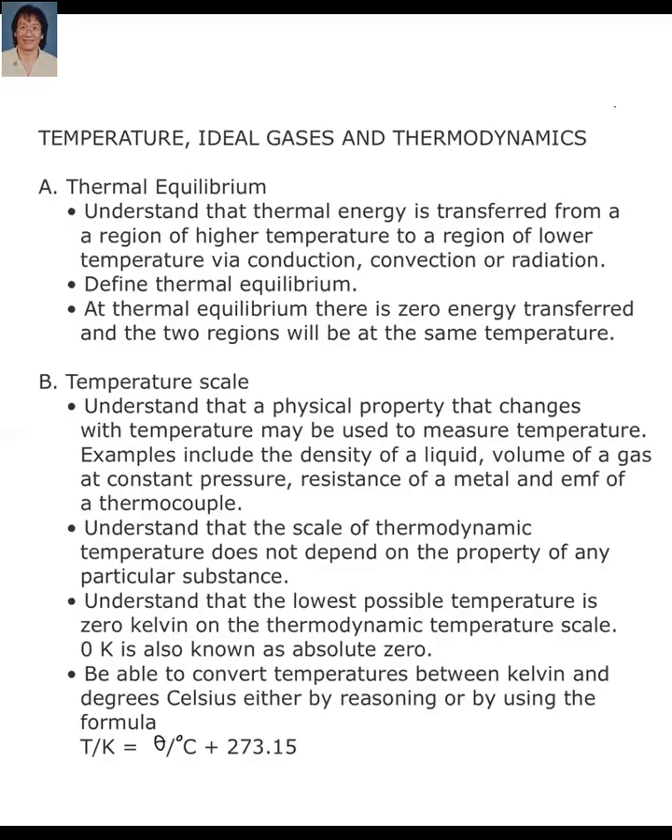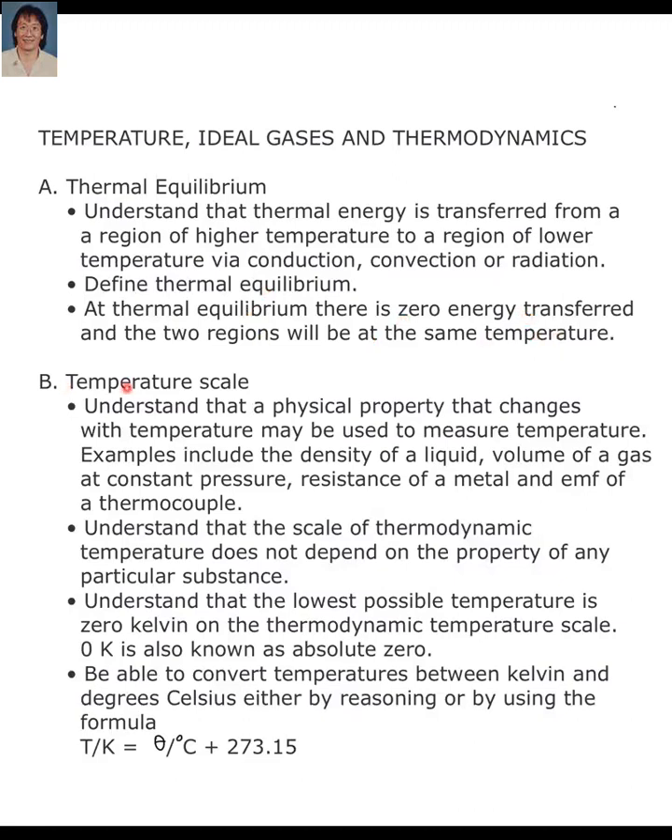We will now discuss the important concepts that you need to know to do the next 3 chapters: temperature, ideal gases, and thermodynamics. A. Thermal equilibrium. You need to understand that thermal energy is transferred from a region of higher temperature to a region of lower temperature via conduction, convection, or radiation. Then you need to be able to define thermal equilibrium, and that at thermal equilibrium, there's zero energy transferred, and the two regions will be at the same temperature.